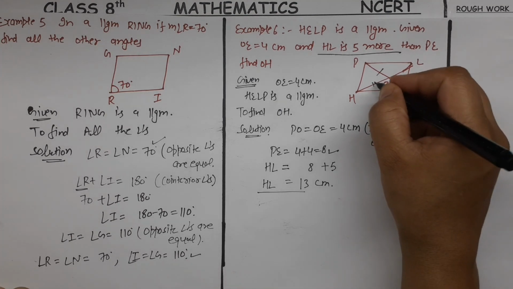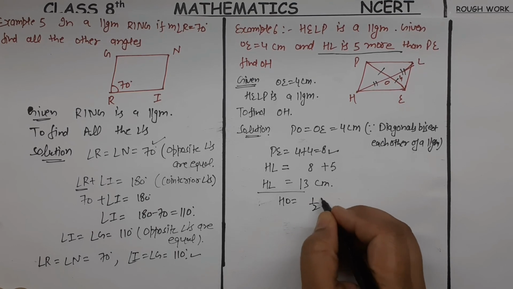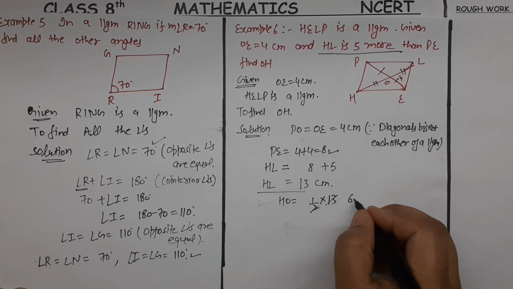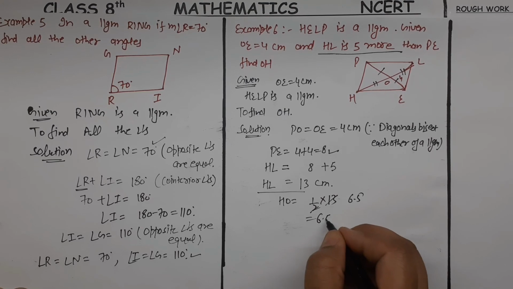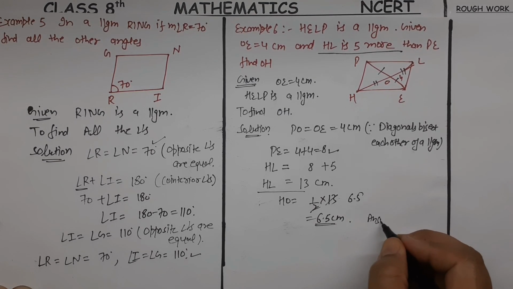And we have to find HO. Then HO is half of 13, which makes 6.5 centimeters. That is your required answer.